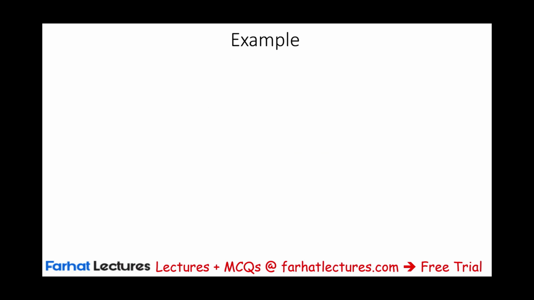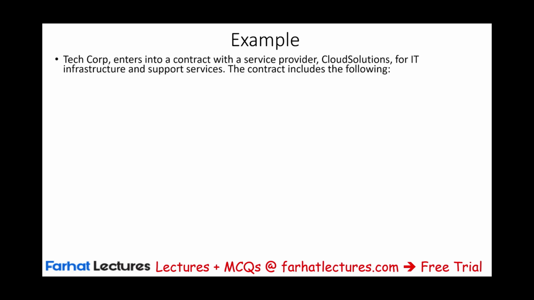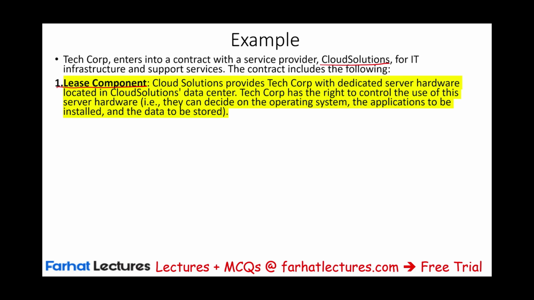The best way to start is by looking at an example to illustrate the questions that I raised on the prior slide. So let's assume TechCorp enters into a contract with a service provider, Cloud Solution, for IT infrastructure and support services. The contract includes the following: a lease component. Cloud Solution provides TechCorp with dedicated server hardware located in their data center. That's an asset, a separate asset. TechCorp, the lessee, has the right to control the use of the server hardware. They can decide on the operating system, the applications to be installed, and the data to be stored, so they can benefit from it.